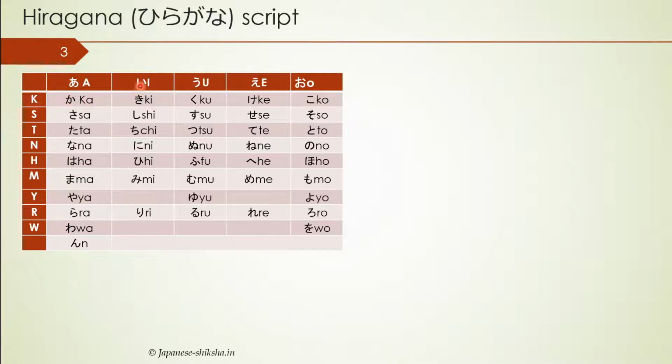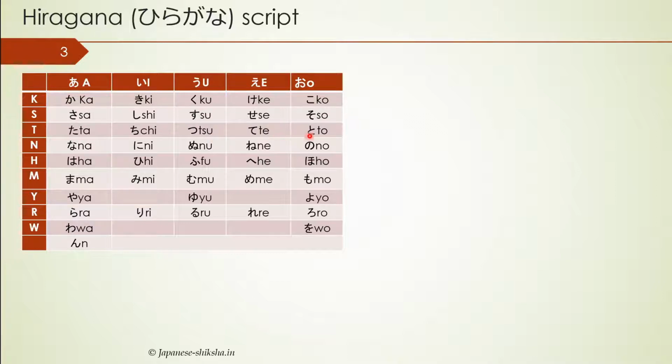K and I becomes Ki. K and U becomes Ku. K and E becomes Ke. K and O becomes Ko. Then S for Sa, Shi, Su, Se, So. Ta. There's a difference here. It doesn't become Ti, it becomes Chi. T and U becomes Tsu. It's called Tsu.